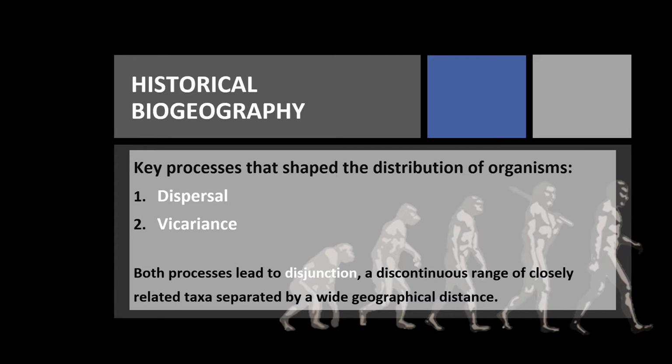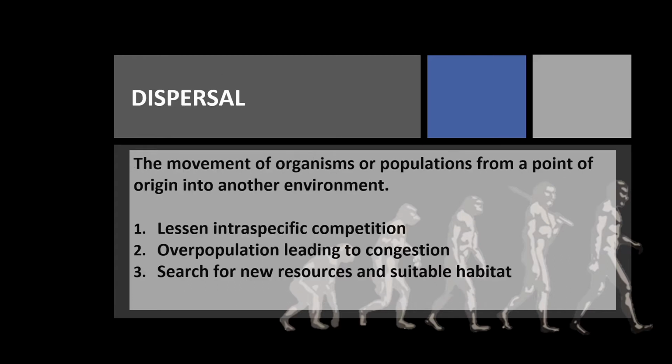One of the key processes is dispersal. As the term suggests, this is the movement of organisms or populations from a point of origin into another environment. This is caused by the following factors. First, to lessen intraspecific competition, whereby the same species compete for limited resources, such as food. This leads to a reduction of fitness for both individuals. Thus, the most fit individual survives and can reproduce.